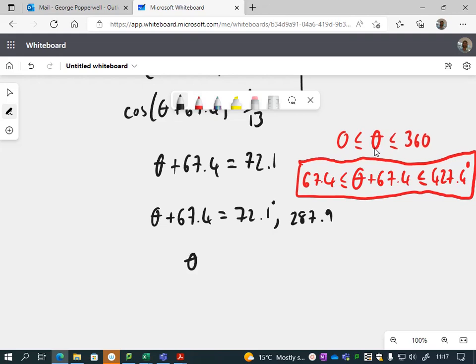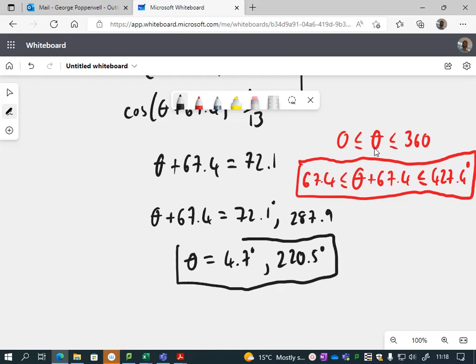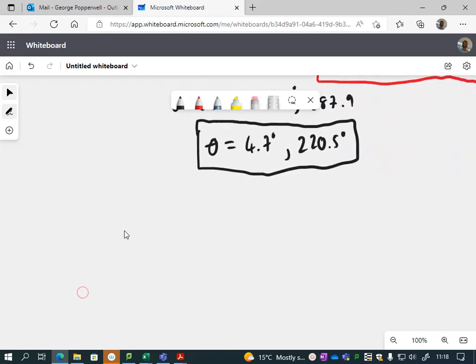Now subtracting 67.4 off each one, we get theta is equal to 4.7 degrees. And subtract 67.4 off 287.9, and we get 220.5 degrees. So they're both my solutions there to finish. Okay, moving down a bit.